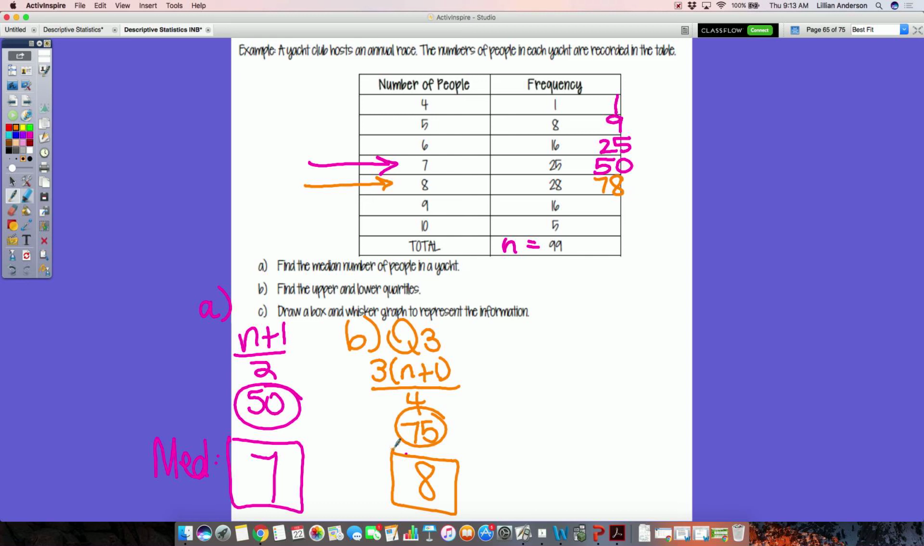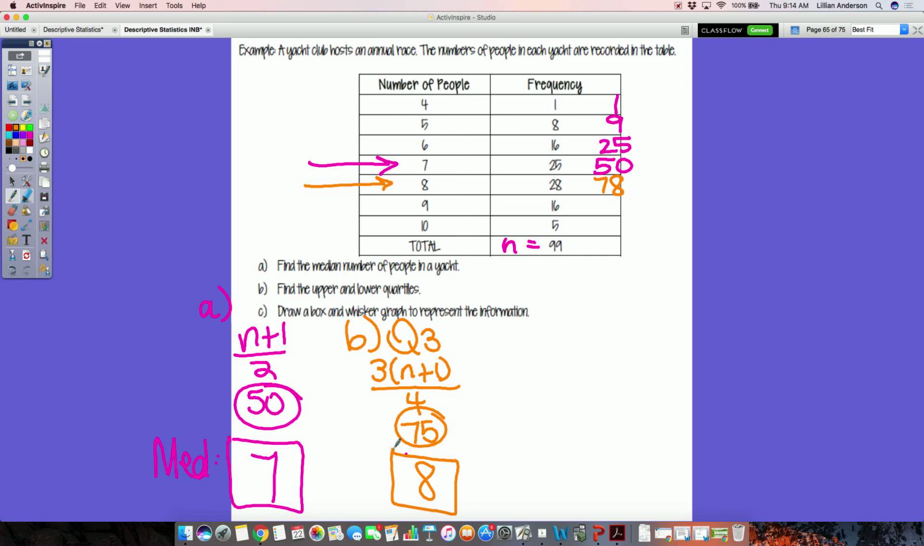Because, again, if I were to lay this all out and try to figure out what is my 75th piece of data, it would be the 8, that number 8. Is it because it's closer to 78? Well, it's because basically my data points, my 51st, my 52nd, my 53rd, my 54th, all the way up to my 78th piece of data, they're all 8s. And so the 75th piece of data is an 8. So that's why it's 8. Does everyone understand that?